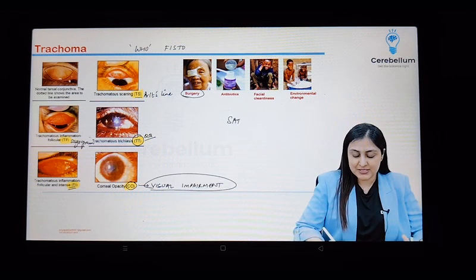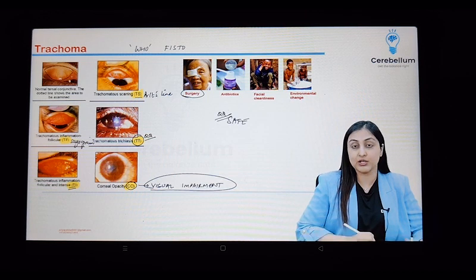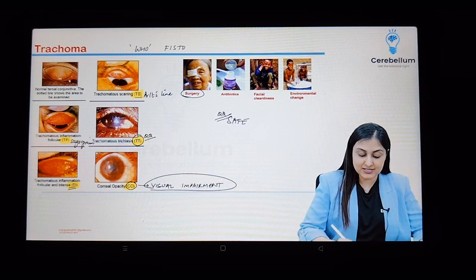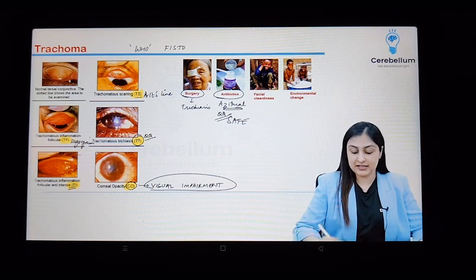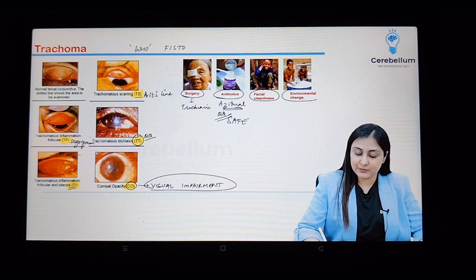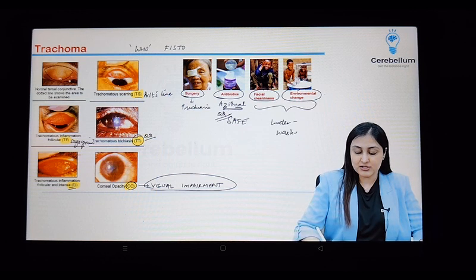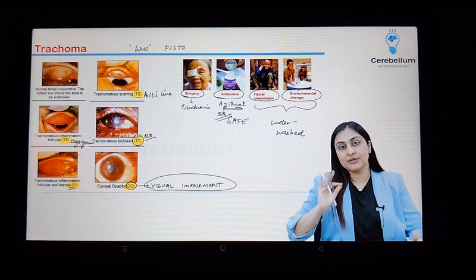So this is the famous SAFE strategy. Repeat question. What are the components of SAFE strategy for trachoma? Surgery. For what? For trichiasis. A for antibiotic. Which antibiotic is the drug of choice? Again, chlamydia. So it's macrolide, it's azithromycin. F for facial cleanliness. E for environmental change. Both of these stem out of the fact that it's a water washed disease. Yeah, so this is about trachoma.